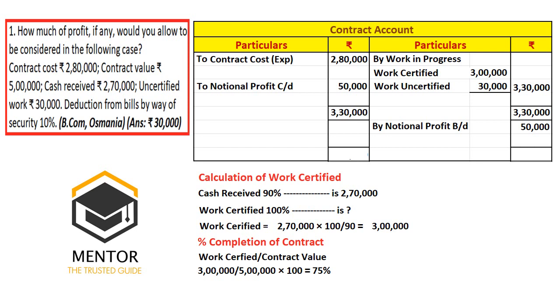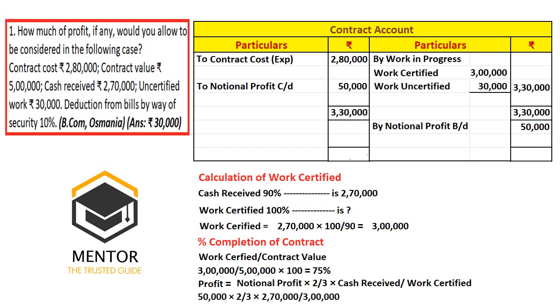When it is 75%, we will apply the second situation formula, that is more than 50%. In such a case, the profit formula is notional profit into 2 by 3 into cash received by work certified. Apply this formula. So 50,000 is the notional profit into 2 by 3 into cash received 2,70,000 divided by 3 lakhs, and we will get 30,000 as our profit. Once you get this 30,000, you will write on the debit side to P&L account 30,000.